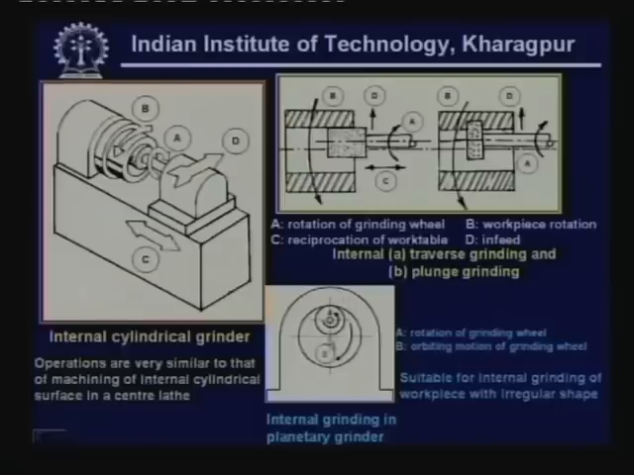to provide the necessary grinding action, but at the same time it has an orbiting motion to continue the grinding action over the entire perimeter of the workpiece. And this way, handling of this job with odd geometry can be quite effective. So, this is for irregular shape job.